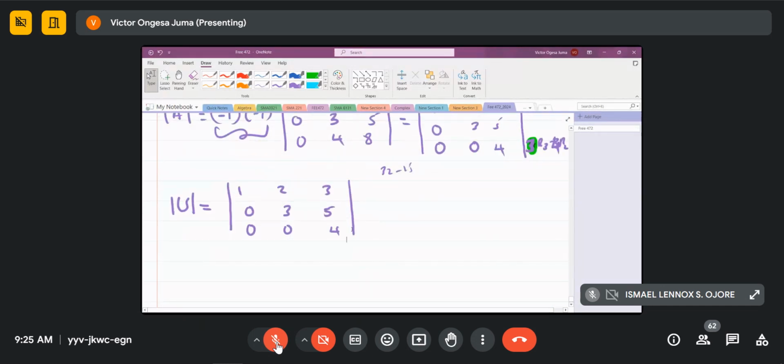Yeah. So here, what is the determinant of U? Since we have a triangular matrix, the determinant is 1 multiplied by 3 multiplied by 4, right? Which is 12. And so the question is, now what's the determinant of A? Can you tell me what's the determinant of A?